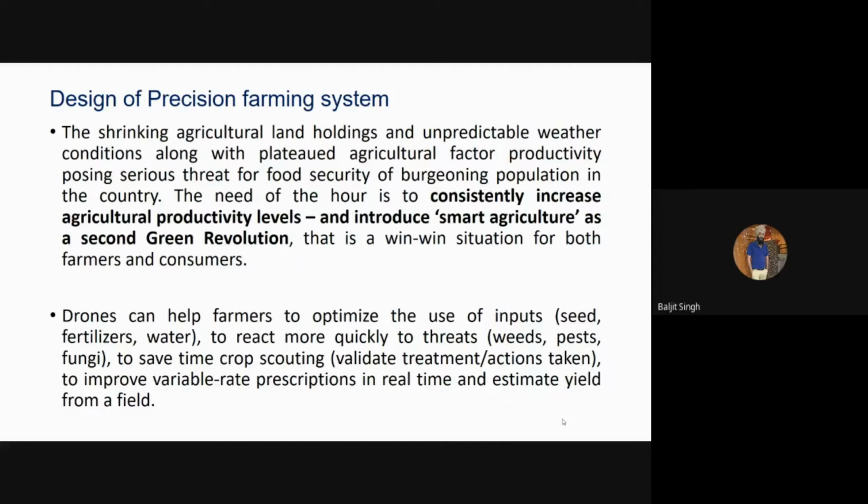So we should keep in view that it should be a win-win situation for farmers and consumers. This means the productivity should get increased, and the input cost should get reduced because of the optimized requirements. Like right now, farmers may put more fertilizers or water irrigation than required.